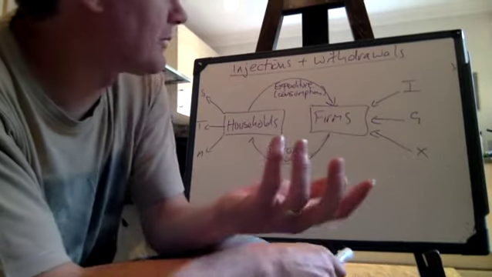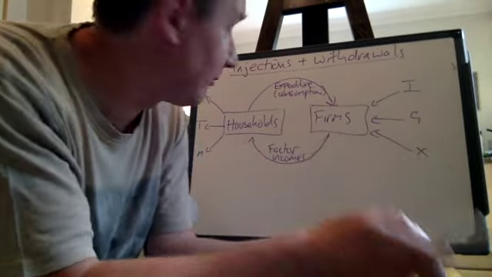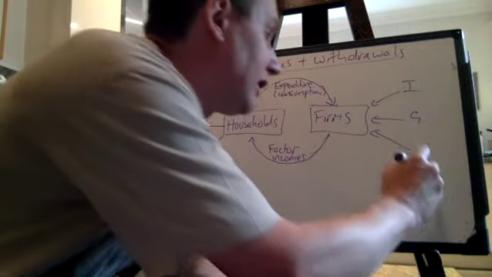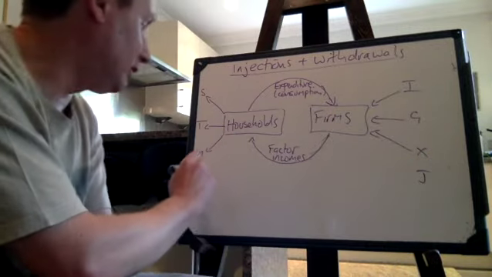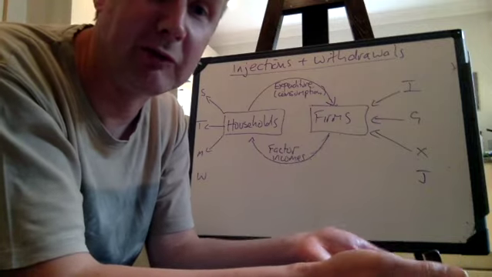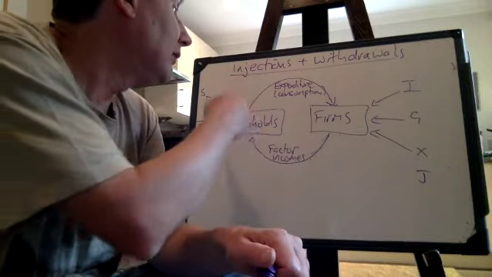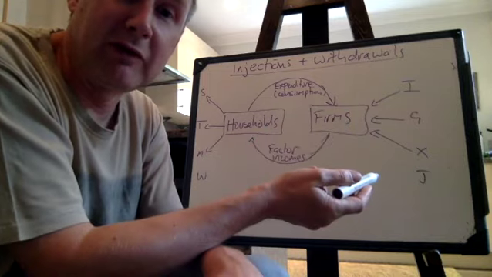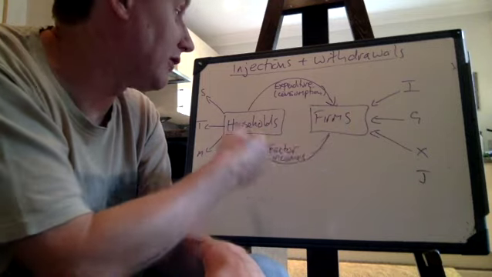Okay, so what happens if, let's suppose we start in equilibrium and injections, which we'll call J, are equal to withdrawals, which we'll call W. So the model is stable. Firms receive the amount of demand that they need, households have enough money to spend, and so on and so forth.